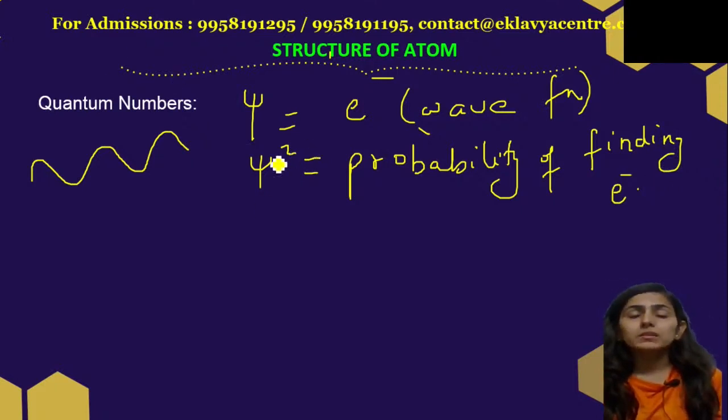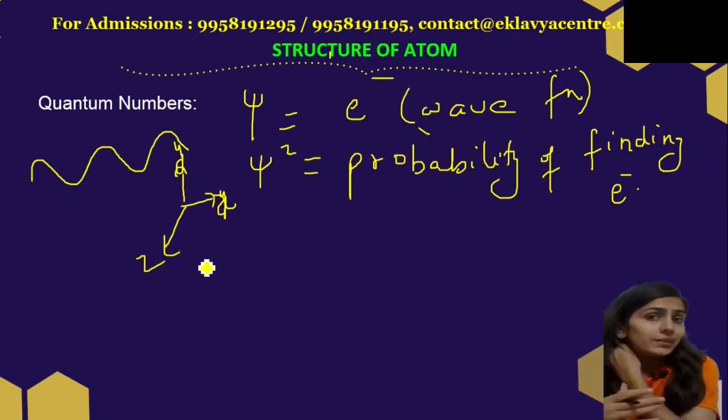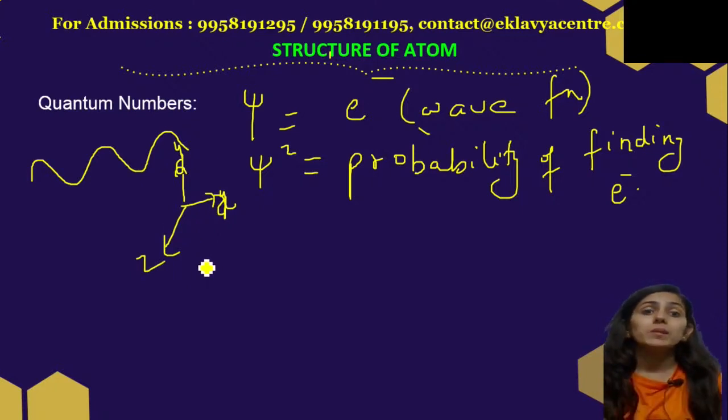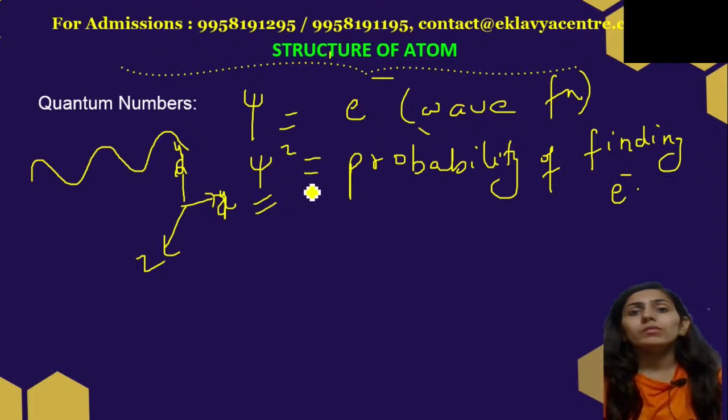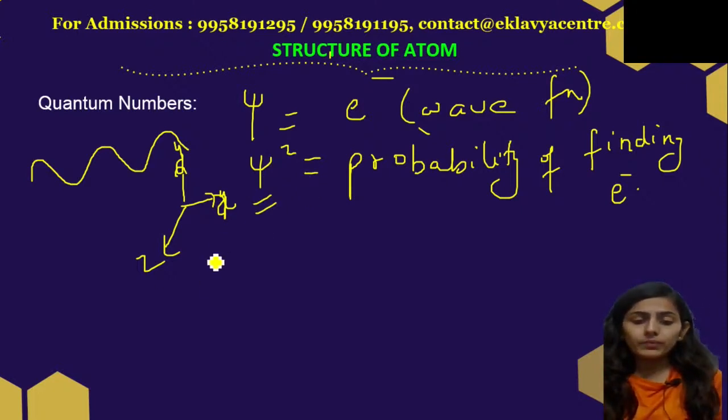So we know that we have three axes: the x-axis, the y-axis, and the z-axis. The electron can be present on any of the axes, so psi square will tell us the probability of finding an electron, right?